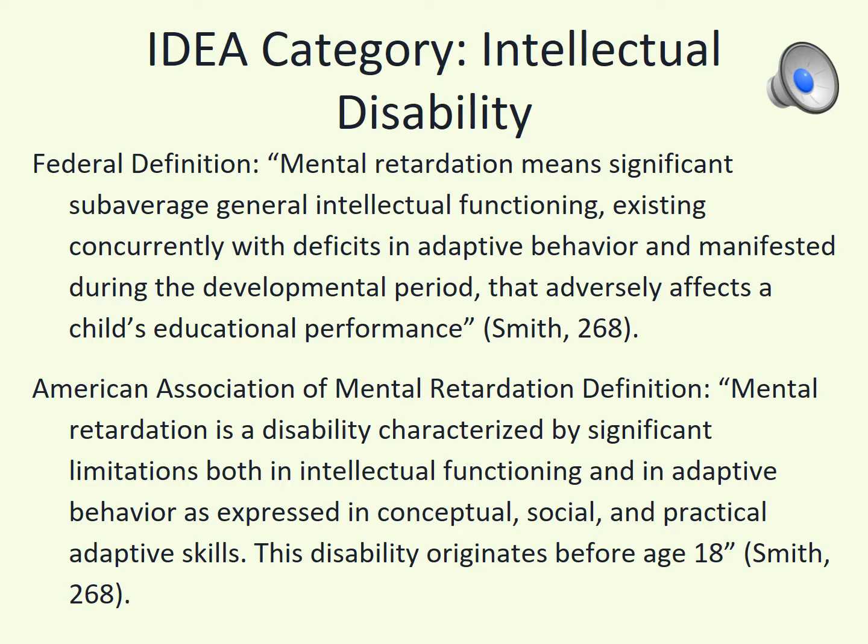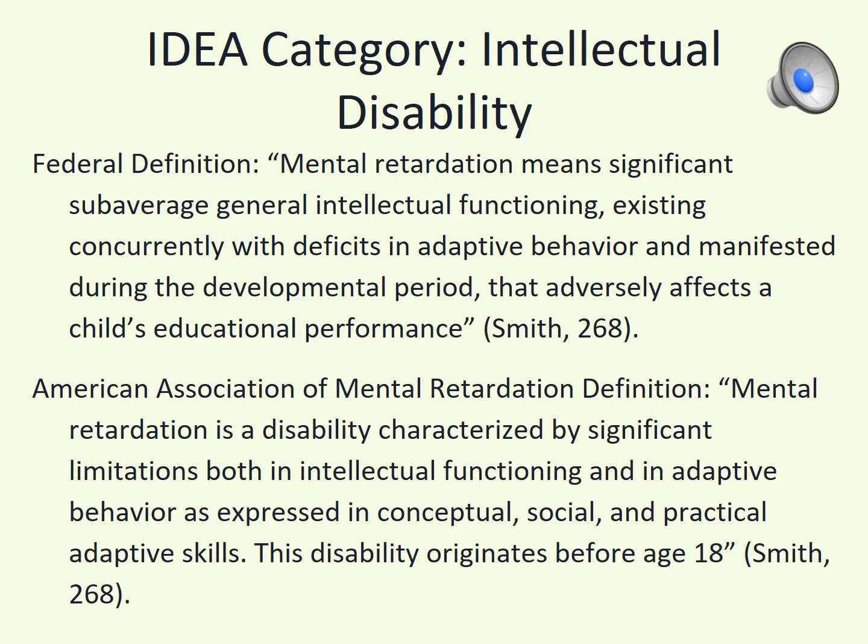The IDEA and Special Education Code for Down syndrome is an intellectual disability. The federal definition of Down syndrome is mental retardation, meaning significant subaverage general intellectual functioning, existing concurrently with deficits in adaptive behavior and manifested during the developmental period that adversely affects a child's educational performance.